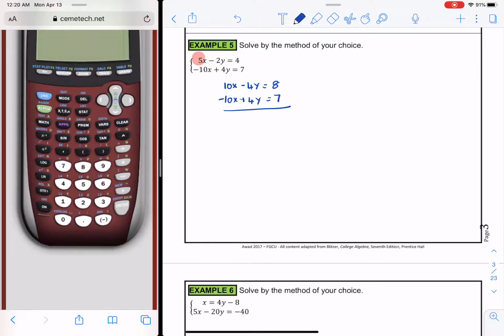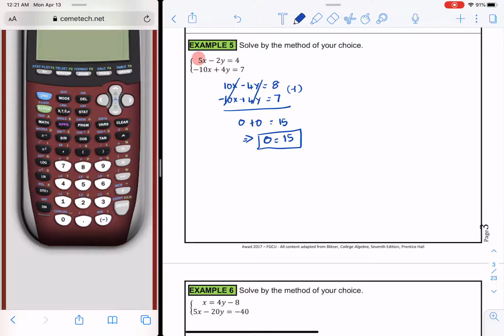And we have to add these two. I end up getting 10x minus 10x. Negative 4y and 4y would go away. That would give me 0. 8 plus 7 is 15. So I end up getting 0 equal to 15.